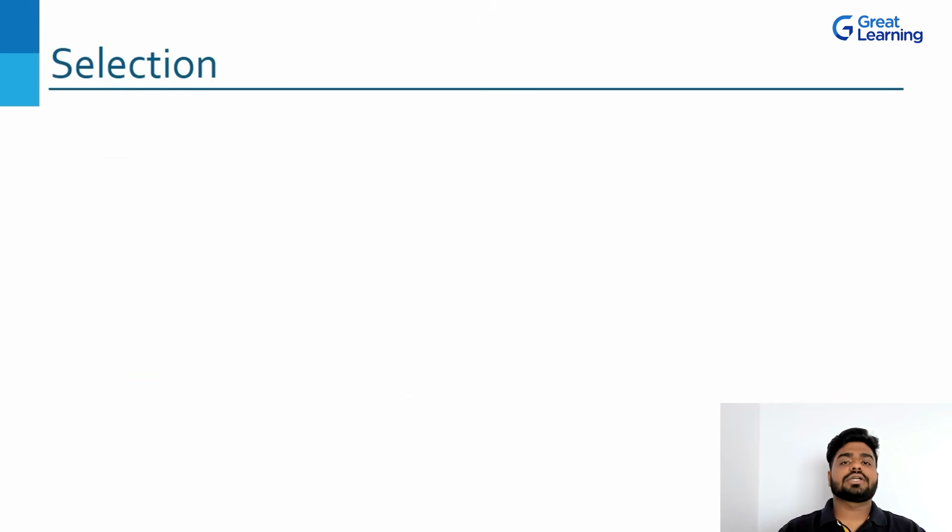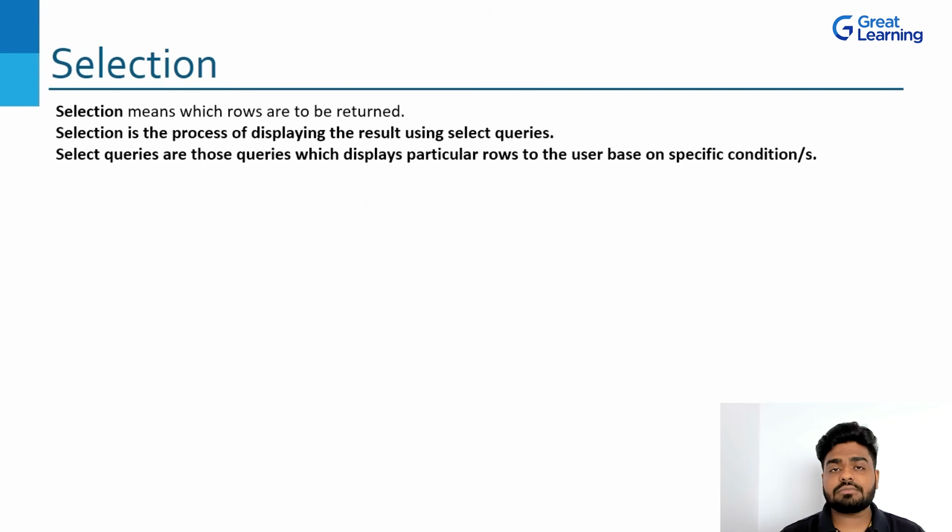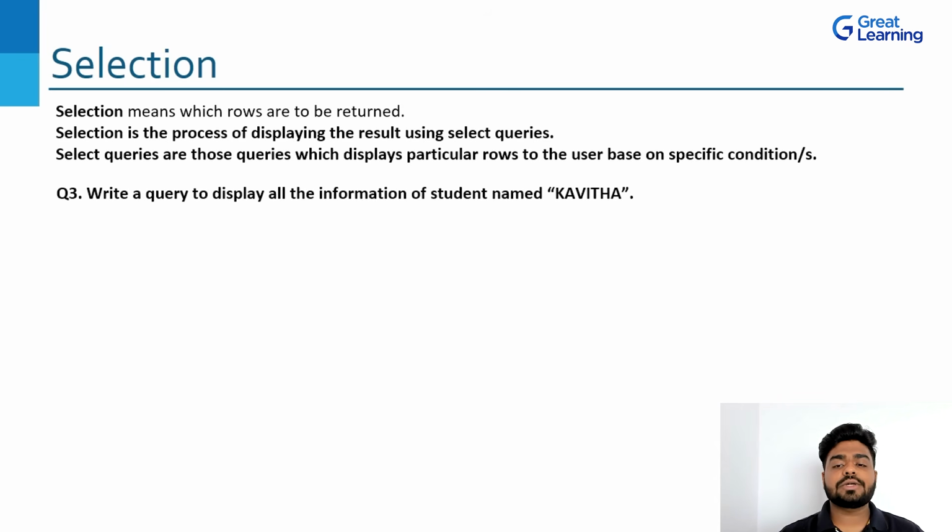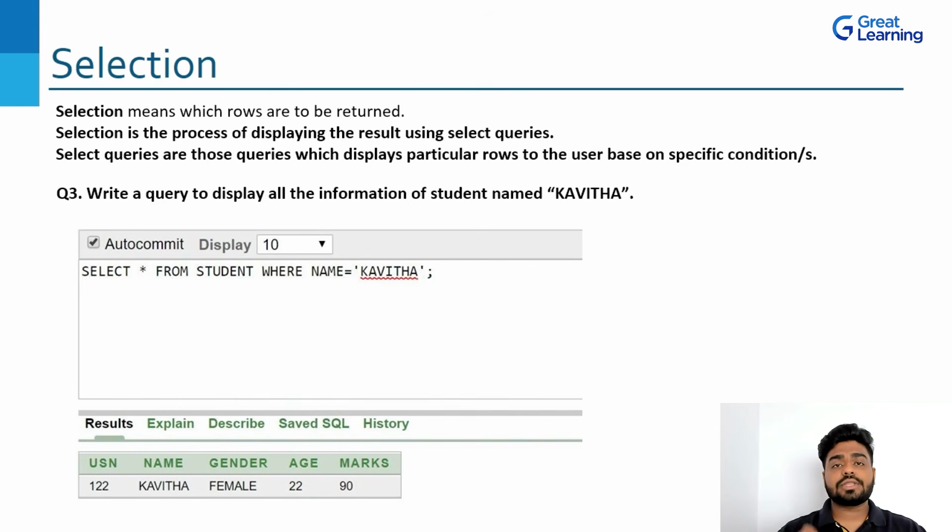The next is selection. Now what is selection? Selection means which rows are to be returned. That means which all details or data I want to be displayed. So selection is the process of displaying the result using select queries. Now let's say, write a query to display all the information of a student named Kavita. Remember the table? We have name, age, gender, marks and all. Now I want to write a query to display all the information of a student named Kavita. So select star from student where name equal to Kavita, because I want all the details. So I've written star. So select star. This is what is selection.